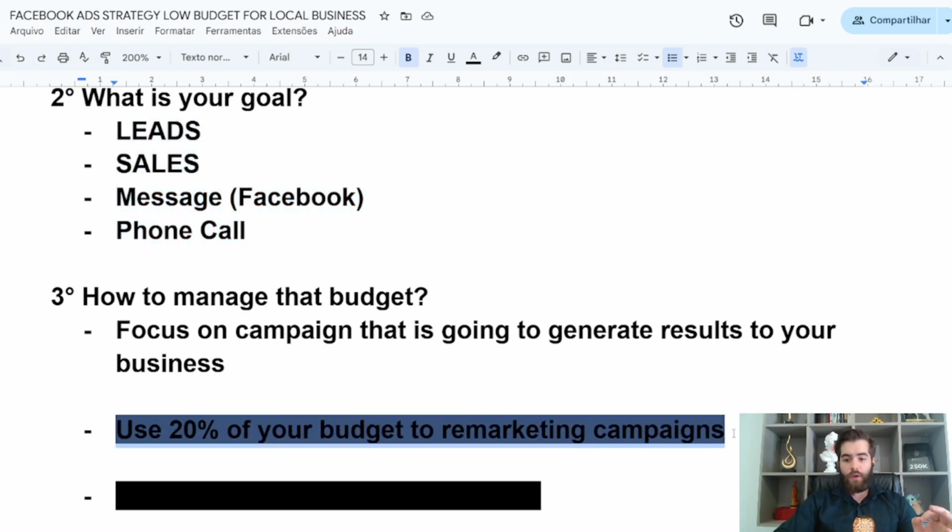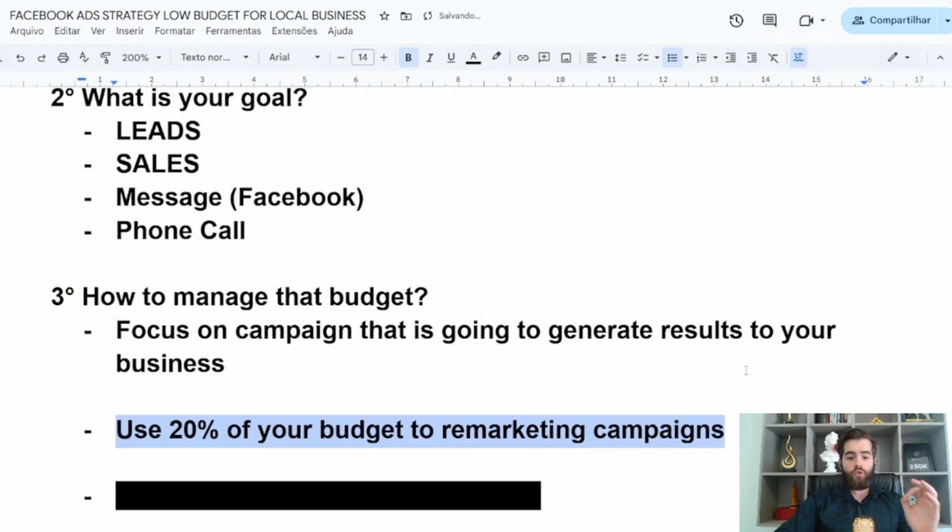The second thing you have to think about is to save 20% of your budget for remarketing campaigns. If you have one offer or one communication, you set up this communication to your audience, and for some reason you didn't get any leads, sales messages or phone calls, you can use remarketing campaigns to reach those people again with a different type of communication to get more leads, more results.